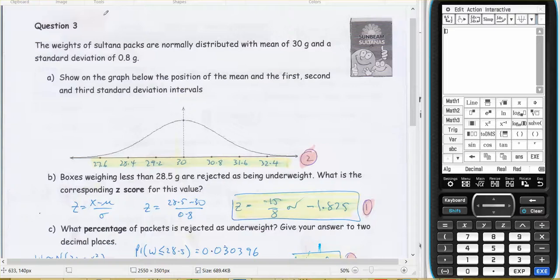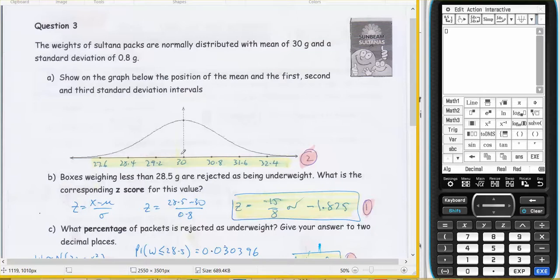This is for Year 12 Methods. It comes out of the 2017 probability test, question number 3. The weights of sultana packs are normally distributed with a mean of 30 and a standard deviation of 0.8. Show the position of the mean in the first, second and third standard deviation intervals.